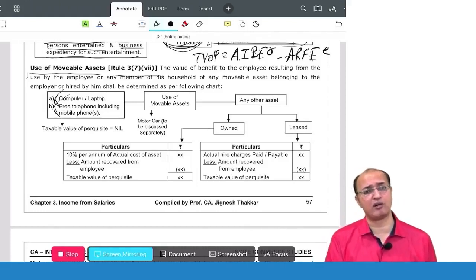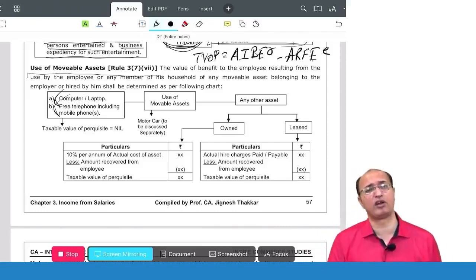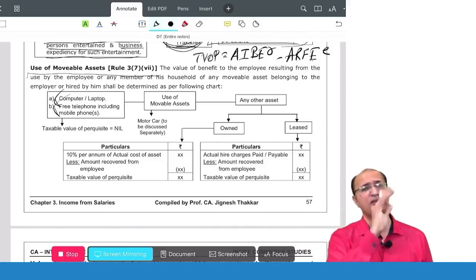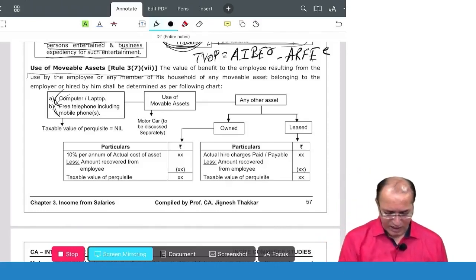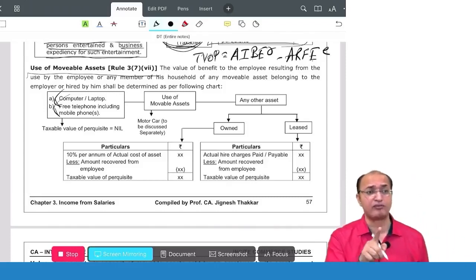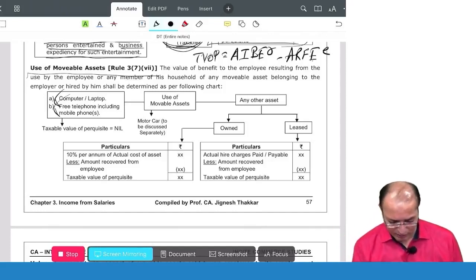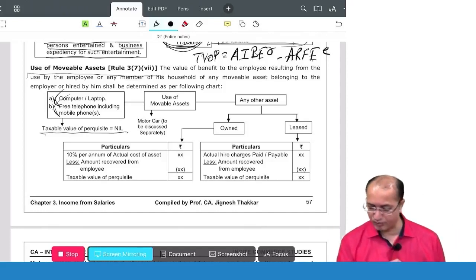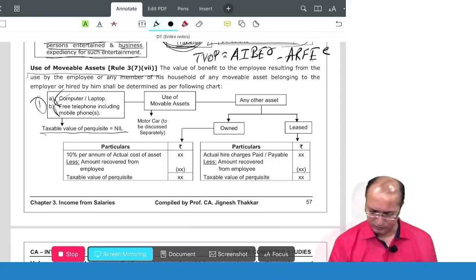If the nature of the job demands that the employee should be available 24/7, always available on a call, then a free mobile will be provided to the employee. In that case, we say that this laptop and telephone facility is given not for your advantage, but for the benefit of the employer. In that case, nothing is taxable; the taxable value of the perquisite is 0. Have you understood this point number 1?